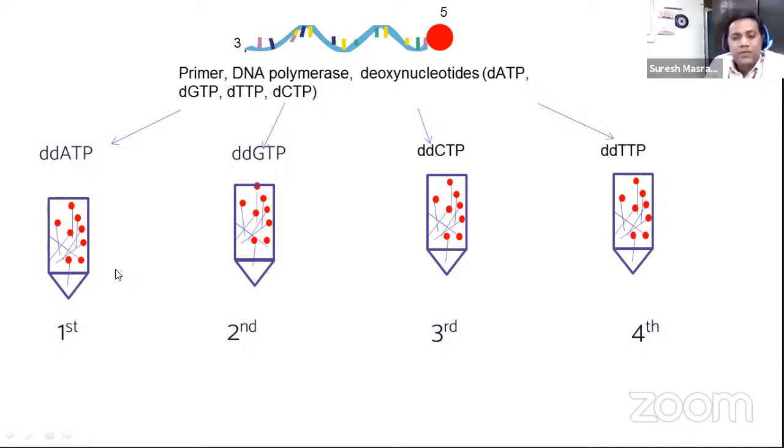The same happens with the second. Once dideoxy-GTP attaches with the marching strand of DNA, the replication is arrested at the level of guanine. There is no further replication. Same with the third, where replication is arrested at the cytosine level, and in the fourth, replication is arrested at the thymine level.